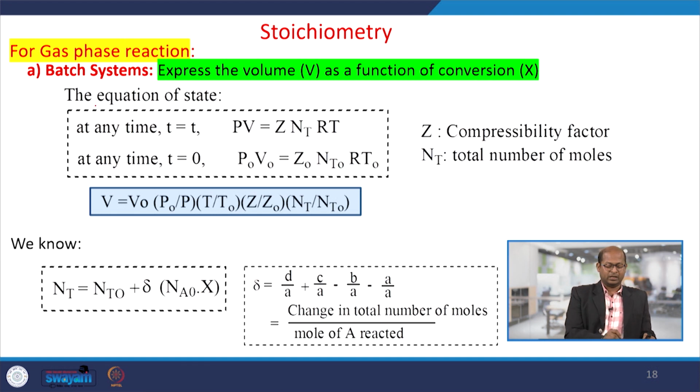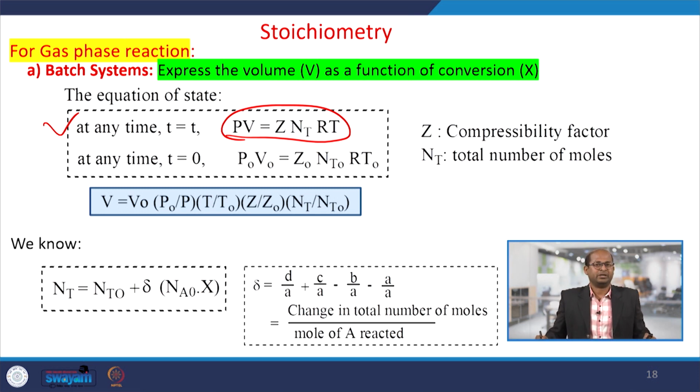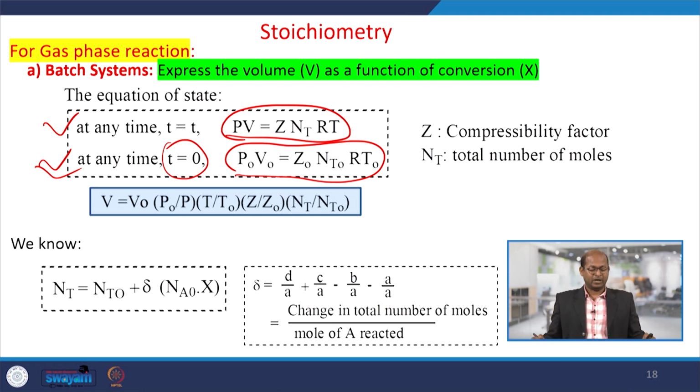So, let us say at any time t, this is the equation of state that we can write: P V equals Z N t into R T, and for time t equal to 0 we can write this. Okay. So, here P naught V naught equals Z naught N t naught R T naught. Here Z is the compressibility factor, N t is the total number of moles at time t and N t naught at time t equal to 0, with the corresponding volume, pressure and temperature of the system, and R the ideal gas constant.